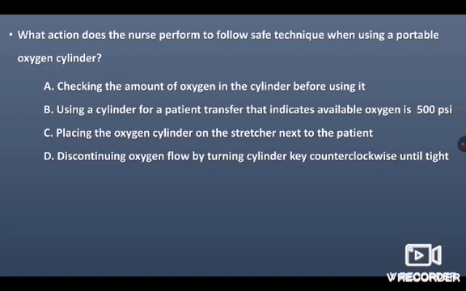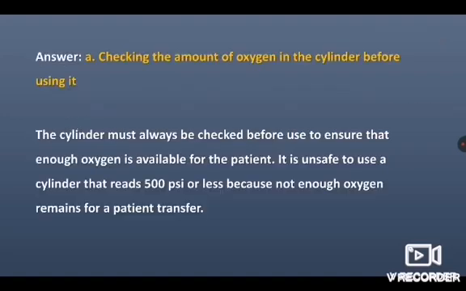Next question. What action does the nurse perform to follow safe technique while using a portable oxygen cylinder? A, checking the amount of oxygen in the cylinder before using it. B, using a cylinder for a patient transfer that indicates available oxygen is 500 psi. C, placing the oxygen cylinder on the stretcher next to the patient. D, discontinuing oxygen flow by turning the cylinder key counterclockwise until tight. And the correct answer is A, checking the amount of oxygen in the cylinder before using it.